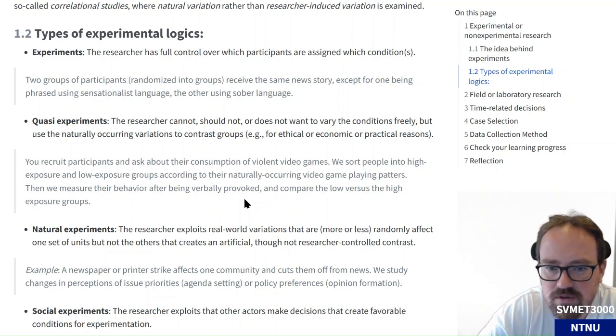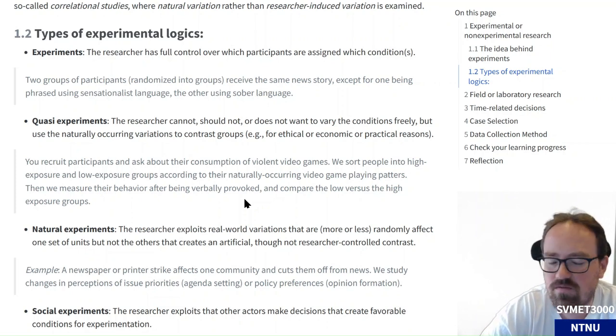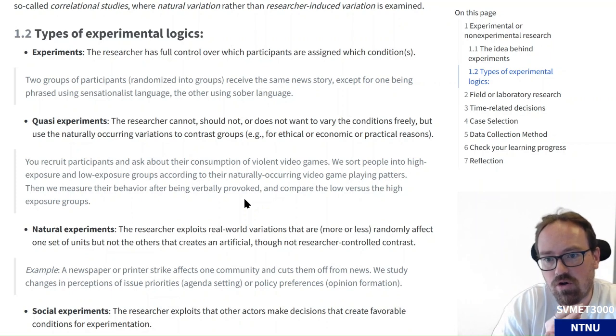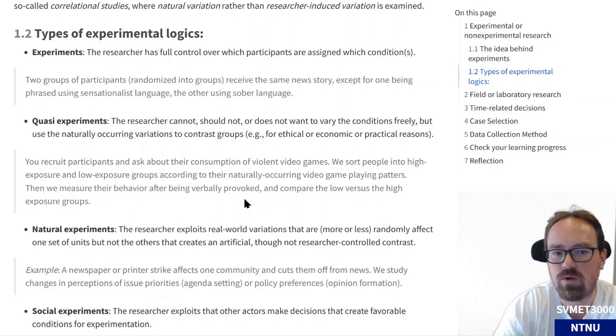Two groups of participants randomized into groups receive the same news story as an example. And one of them, the news stories are the same in content except for one thing. One is phrased using sensationalist language, the other using sober language. And then we compare the outcome of interest, say the degree of interest in the news story, or the engagement with the news story, like liking or sharing them.